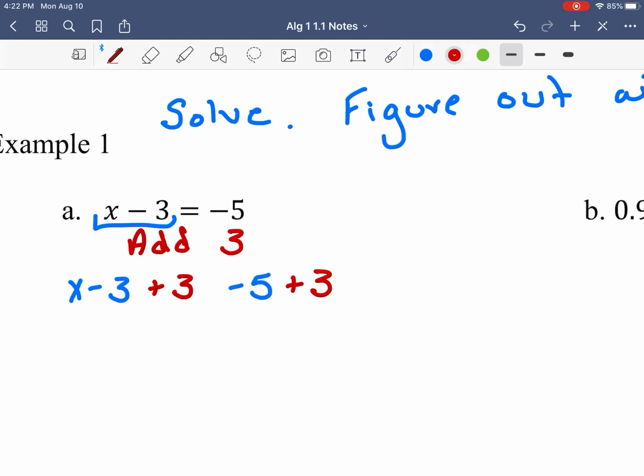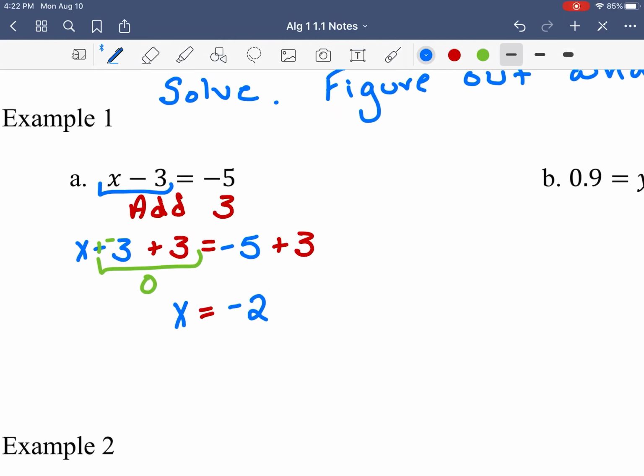So now I'm going to double check. On this side, taking x, subtracting 3 and adding 3, if you remember, subtracting is the same as adding a negative, so these two actually add to 0. So on this side, I'm just left with an x. Don't forget your equal sign. And then on this side, negative 5 plus 3, they're different signs. The 5 is bigger, so I'm going to subtract. 5 minus 3 is 2, it'll be negative 2. So my x is equal to negative 2.